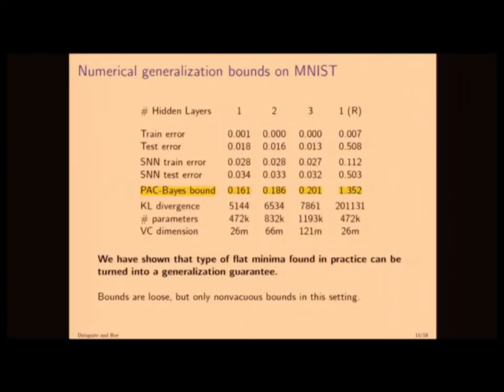Okay, so these are the numbers you get. Just as we saw earlier in that work by TTI, you can get the training error for neural networks on MNIST down to zero error. Ignore this column for now. This is 1, 2, and 3 hidden layers, 600 units each. So these networks already have 400,000 parameters, 800,000 weights, and 1.2 million weights. Using a bound that Peter Bartlett gave me, we can upper bound their VC dimensions by 26, 66, and 121 million. So that's pretty much useless.